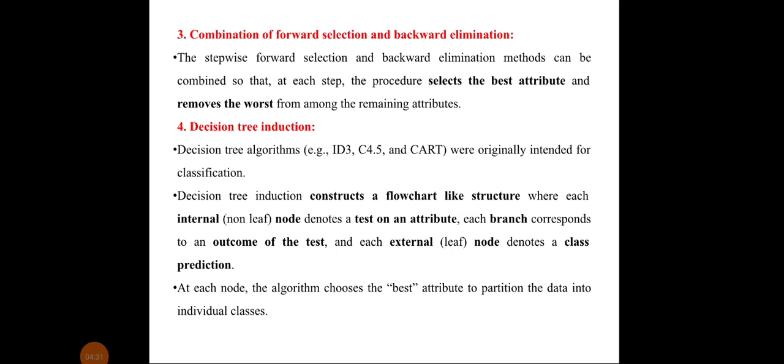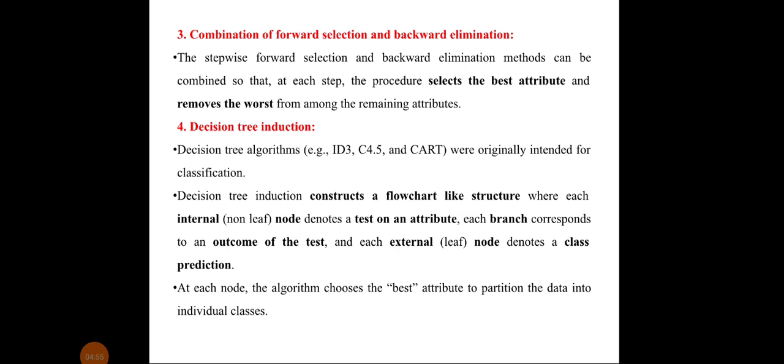Decision tree induction. Decision tree algorithms, for example ID3, C4.5 and CART, were originally intended for classification. Decision tree induction constructs a flowchart-like structure where each internal node, that is a non-leaf node, denotes a test on an attribute. Each branch corresponds to an outcome of the test, and each external node, that is a leaf node, denotes a class prediction.